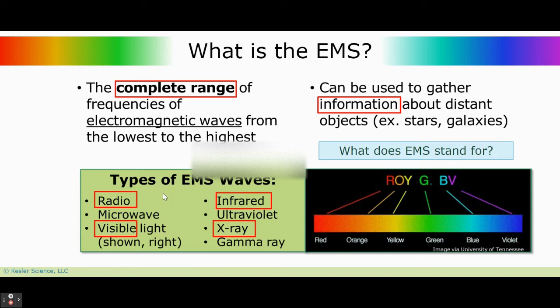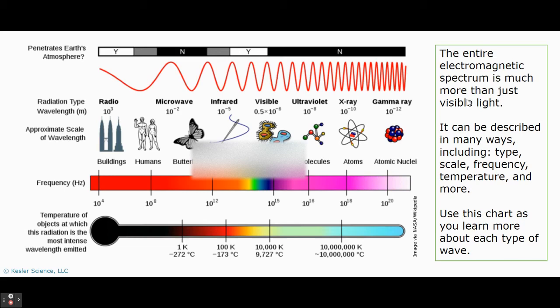So the different types of the EMS waves are radio waves, microwaves, visible light, which is shown here, so the colors we see all the way from red to violet, infrared, ultraviolet, X-ray, and gamma ray. Make sure you've written down what's in red. So the entire electromagnetic spectrum is more than just visible light. Again, we just listed all the different things that are on the spectrum. We've got radio waves, microwaves, all the way to gamma rays.